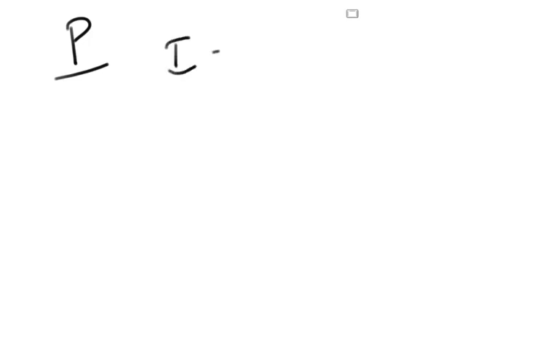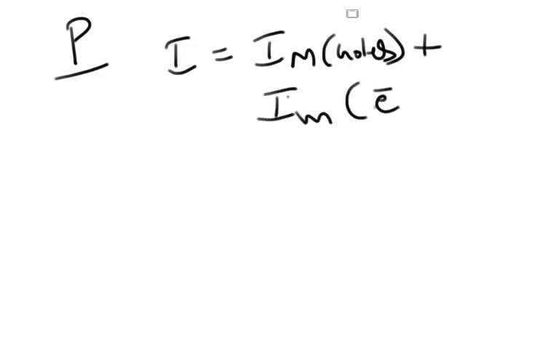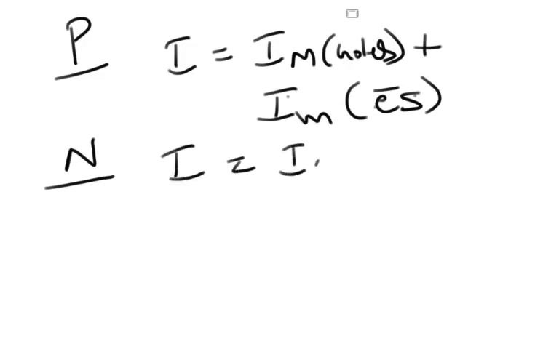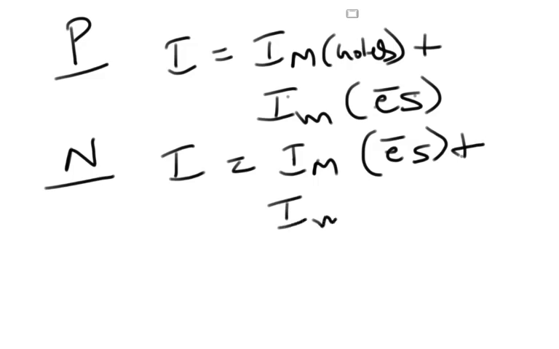For a P-type material, I equals I_M due to holes plus I_m due to electrons. For N-type material, I equals I_M due to electrons plus I_m, the minority current, due to holes.